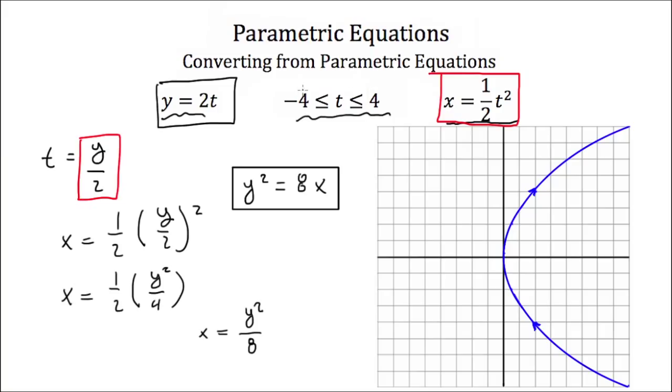Remember that my domain is restricted, which means my domain is going to be restricted for this equation as well. If you think back to when we plugged in all those different values of t into these two parametric equations, we know that the domain is that x has to be between 0 and 8.